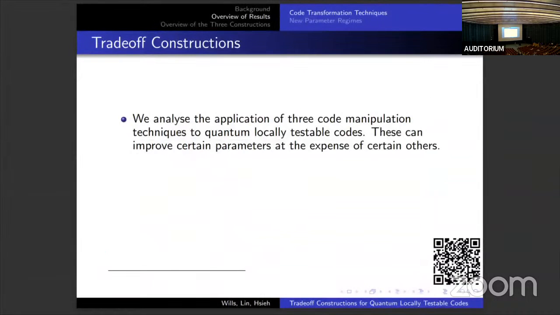So our contribution is to give certain code transformation techniques. So we can turn one quantum locally testable code into another with different parameters. And these improve certain parameters at the expense of some others. And so we call them trade-off constructions. We have 3 of them.